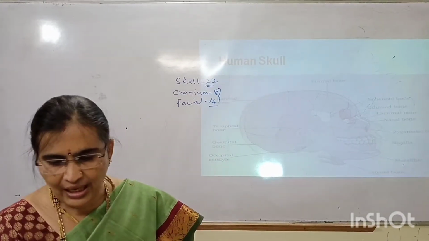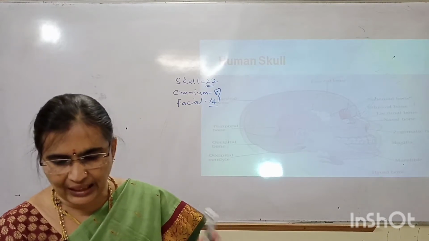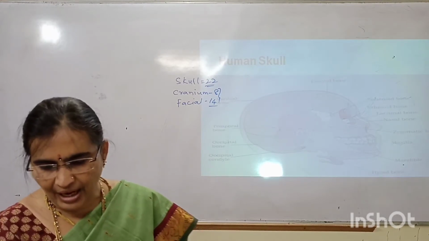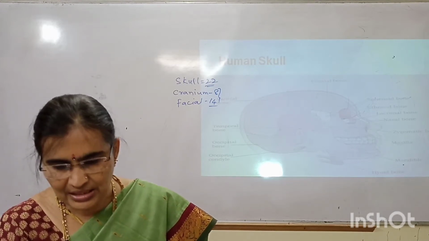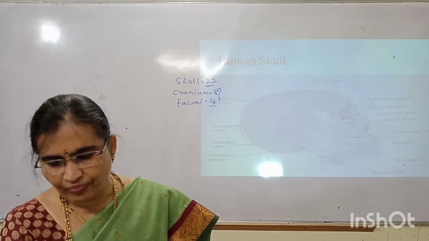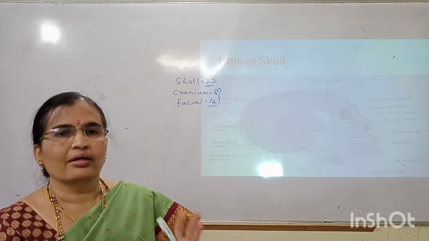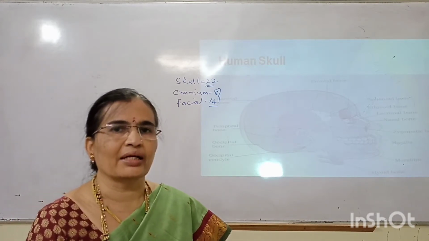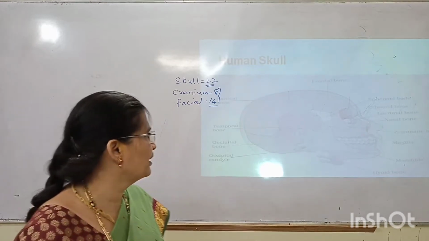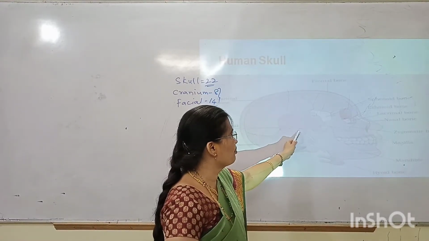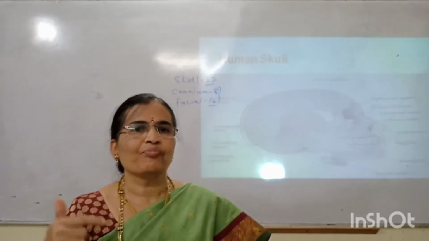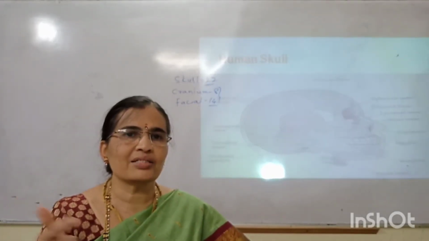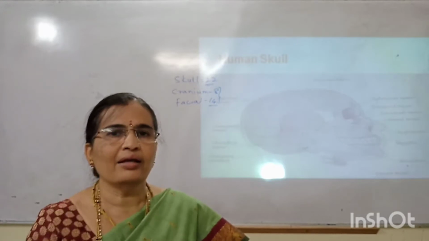Which is called the hyoid bone. This is single in number. Then, next in the skull region, three ear ossicles are present in the ear. Ear ossicles are present in the middle ear region. That is, three are there.